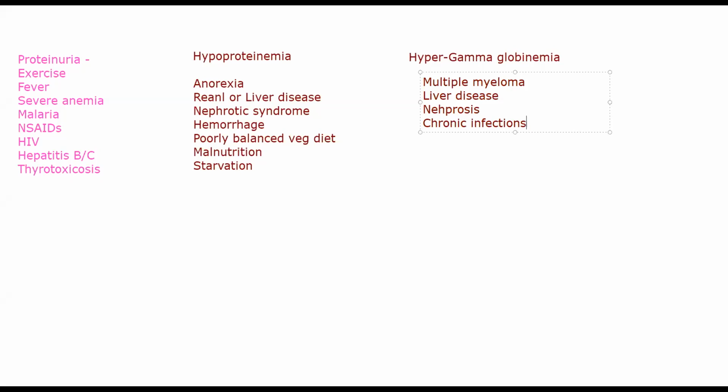Chronic infections are pretty much straightforward. If you have an infection, your body will respond by increasing the number of immunoglobulins that are produced for protective purposes, right? So in all of these conditions, you will see hypergammaglobulinemia.